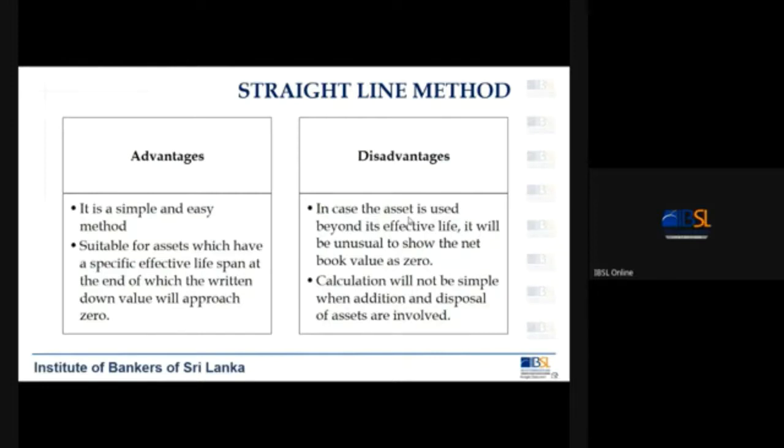Okay. But still for all, companies mostly prefer the straight line method, right? Because they know it is very easy to use. So rather than complicating your calculations, you want to keep it very simple in terms of your calculations. So as a result, people might choose the straight line method.